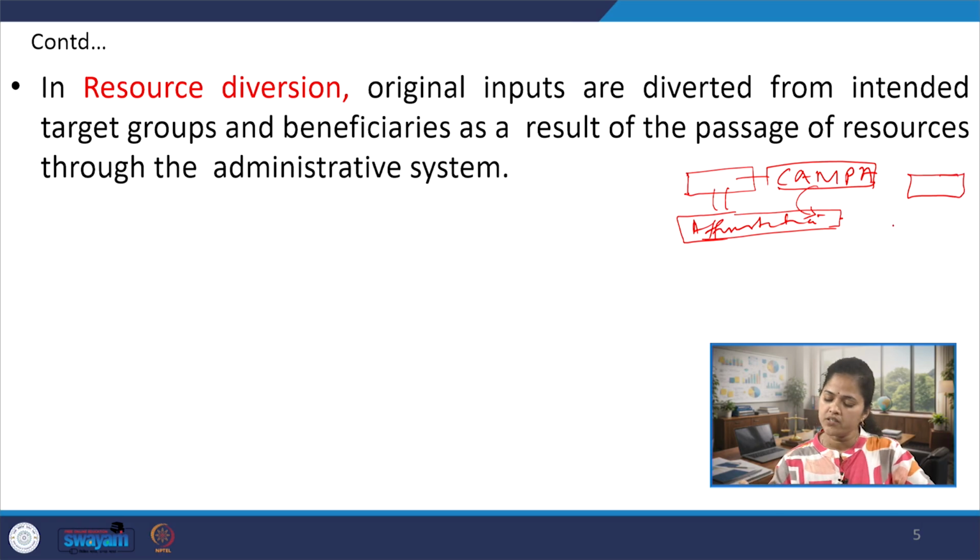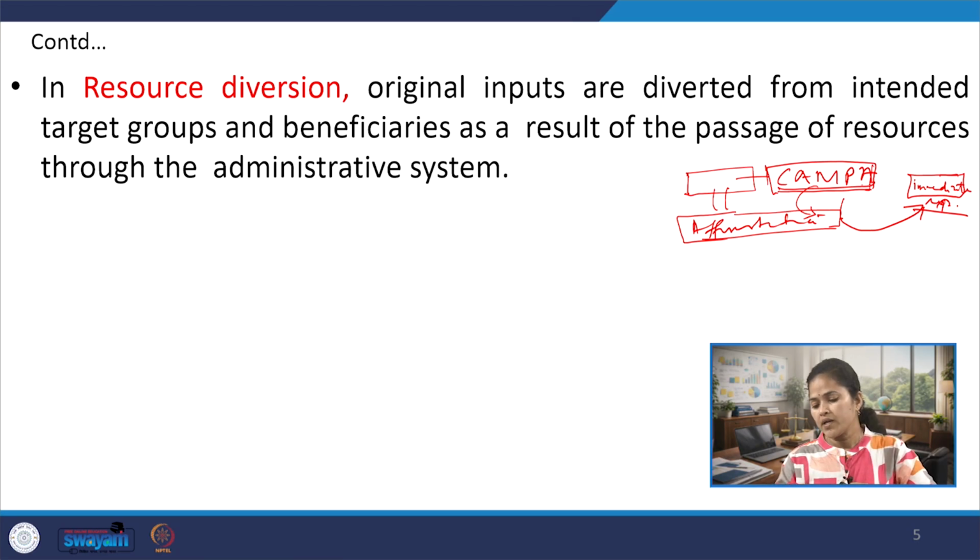Okay, so that is the reason what they have done, or what they are intending to do, is that since there is some amount here, they can divert these resources for this immediate expenditure. Okay, so that is known as resource diversion.